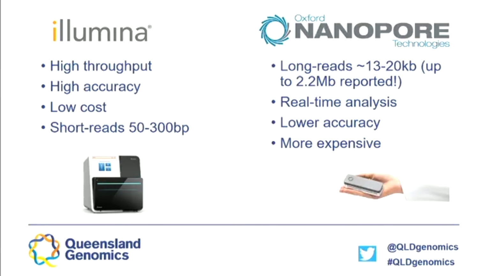So Nanopore is a newer technology. It's been around for less than 10 years, and it can produce reads that are orders of magnitude longer than Illumina. And you can also perform the analysis in real time, meaning that as soon as the sequencer starts, you can start analysing the data as it is produced rather than waiting for the whole run to finish. Nanopore data, however, is of lower accuracy, and it is a fair bit more expensive per isolate to run at this stage.